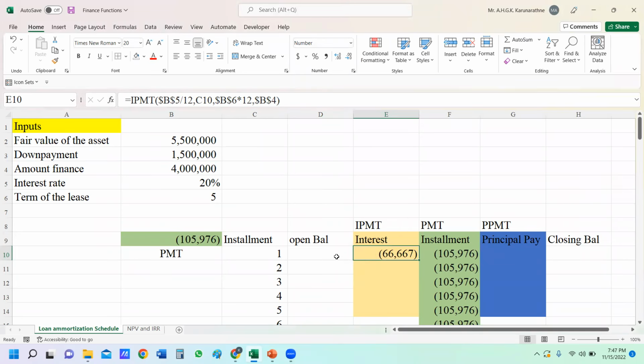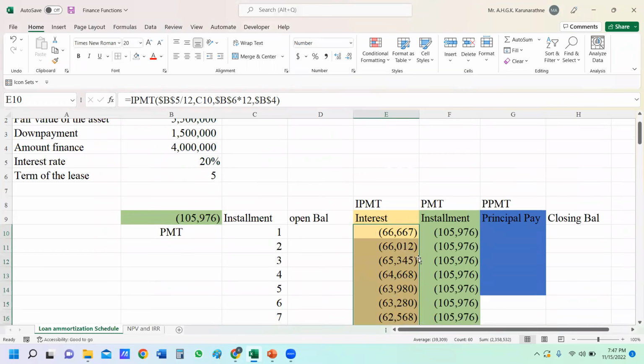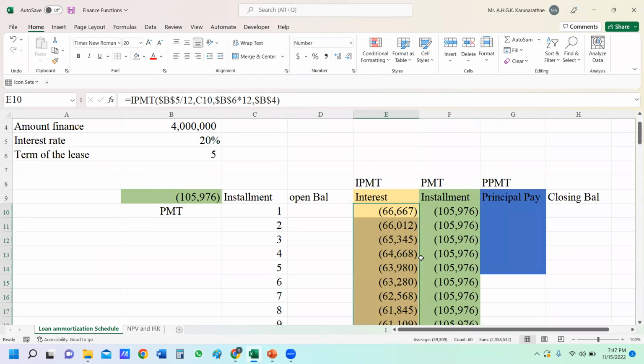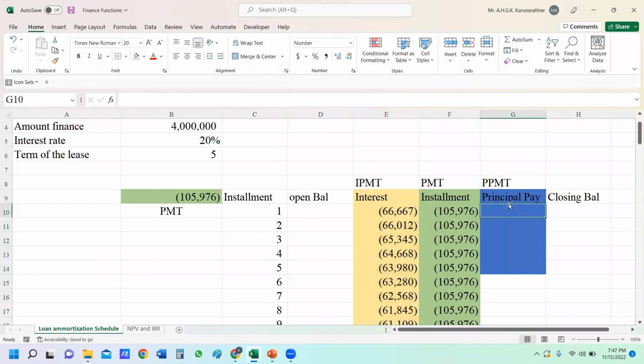Okay, so this is the interest for the first month. And you can see the interest payment over the 60 months period. Right, it seems it works. Okay, we need to prepare the final column. The rest of the two columns are very easy to find, right?